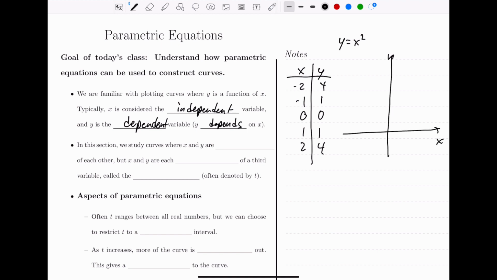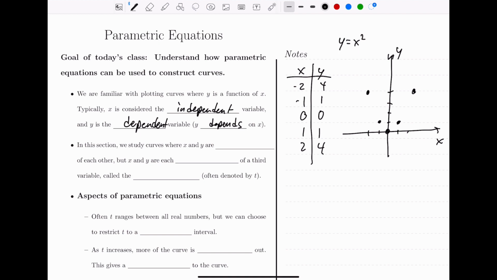So we have the x-axis, y-axis, and 0, 1, 2, 3, 4, -1, -2, +1, +2. So we have -2, +4, that's one of the points. -1, 1, there's another point. 0, 0, 1, 1, 2, 4.